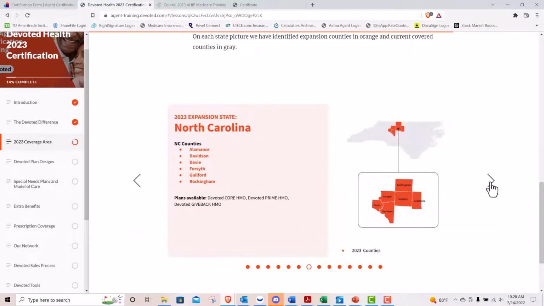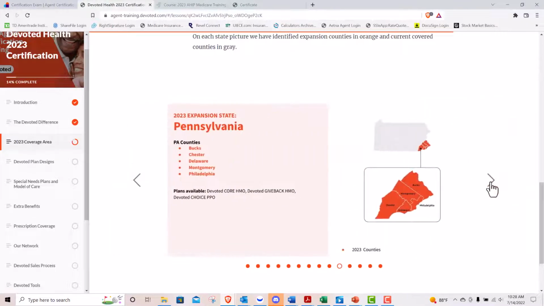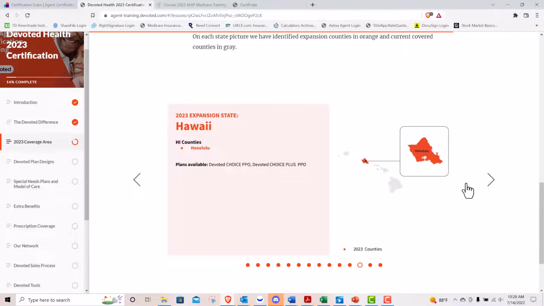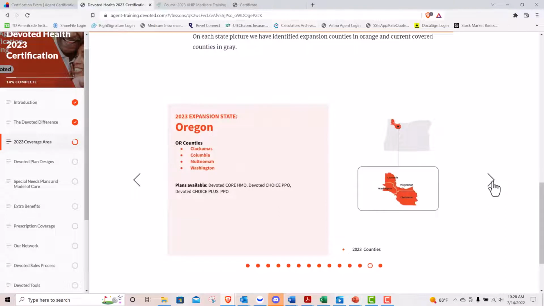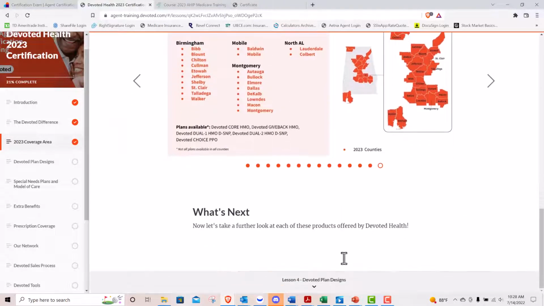Illinois, North Carolina, Tennessee, Colorado, oh, Boulder, Clear Creek, then Denver. Oh, Hawaii, looks like we only have 2 PPOs. Looks like probably a no premium and a premium PPO in only Honolulu right now. Oh, Oregon, I have a client out in Columbia. It's pretty good. Got a PPO and an HMO and a paid PPO, looks like. Alabama, no clients there. All right, what's next?